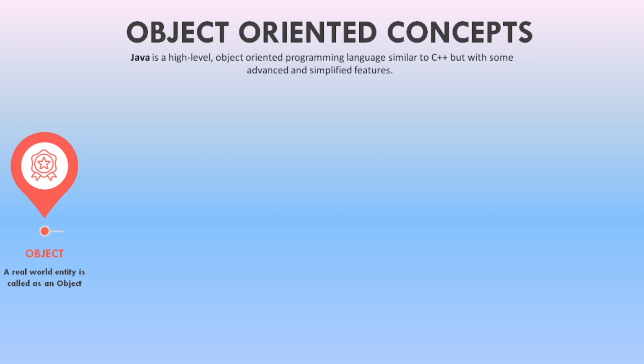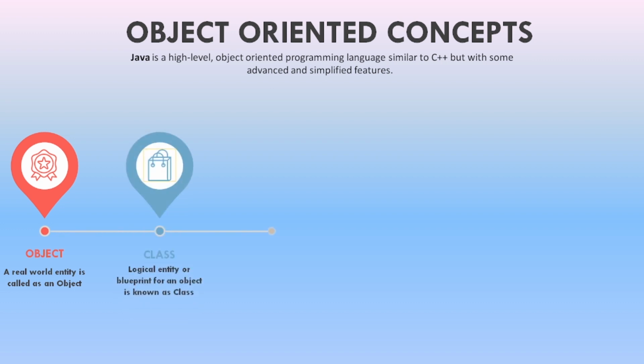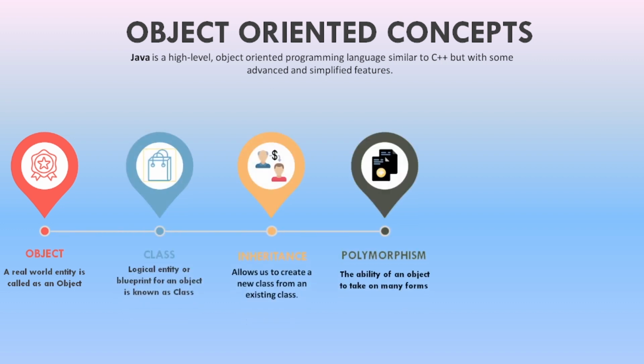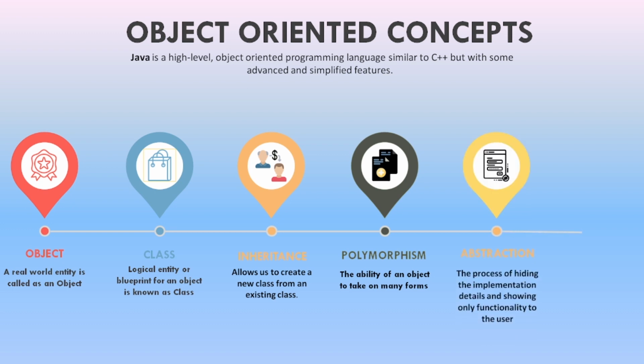So those features are: first is object, second class, third inheritance, fourth polymorphism, fifth abstraction, and sixth is encapsulation. So what is an object? Object is a real world entity. For example, you can say it as a pen, a car, or anything. Class, logical entity or a blueprint for an object is known as a class.